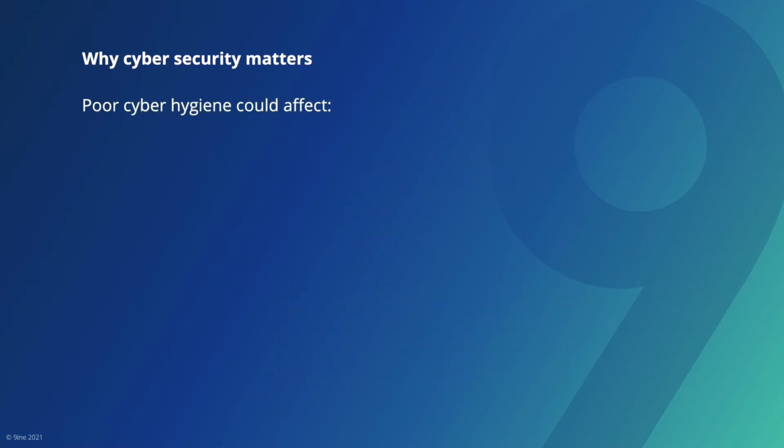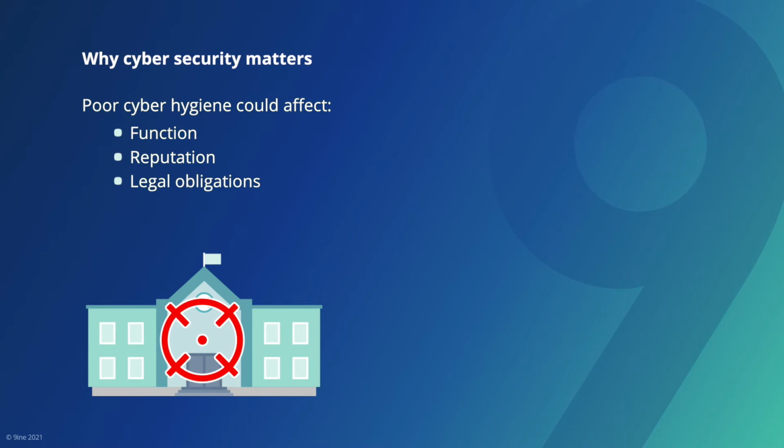Poor cyber hygiene could affect a school's ability to function, its reputation, and its legal obligations to keep personal data safe through data regulations. An increasing number of schools are being targeted and impacted by cybersecurity incidents. The most common types of attack are phishing and ransomware, both of which can have a devastating impact if they are successful. If you haven't already been impacted by a cybersecurity incident, you should assume that at some point you or your organization will be a victim. So you should be prepared to take the necessary steps to limit the impact this would cause and speed up your response.